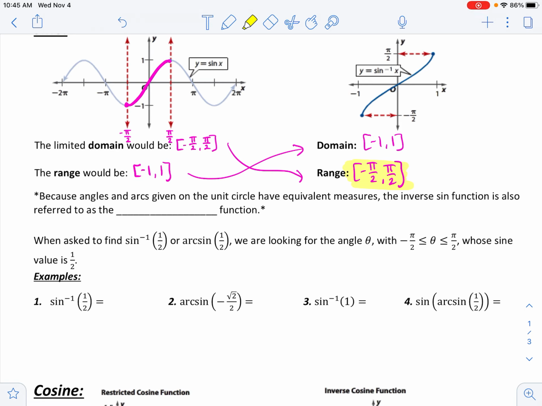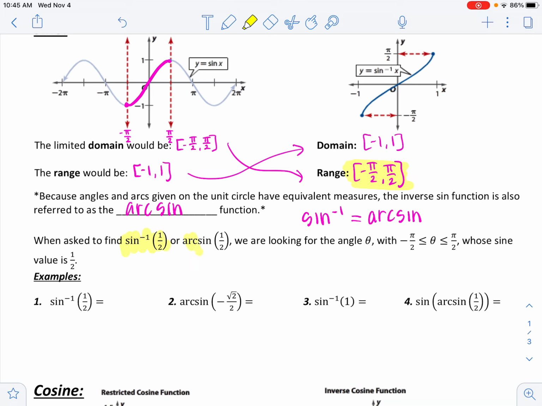Right? Now, because angles and arcs given on the unit circle have equivalent measures, the inverse sine function is also referred to as arc sine. So we're going to use both. We're going to use sine inverse, which looks like so, and we're going to use arc sine, which looks like so. The reason we're doing both is because I don't only want to teach you one and then you see another on a standardized test and be like, oh, I don't know how to do that. When if I teach you both, you know how to do them. So they're the same thing.